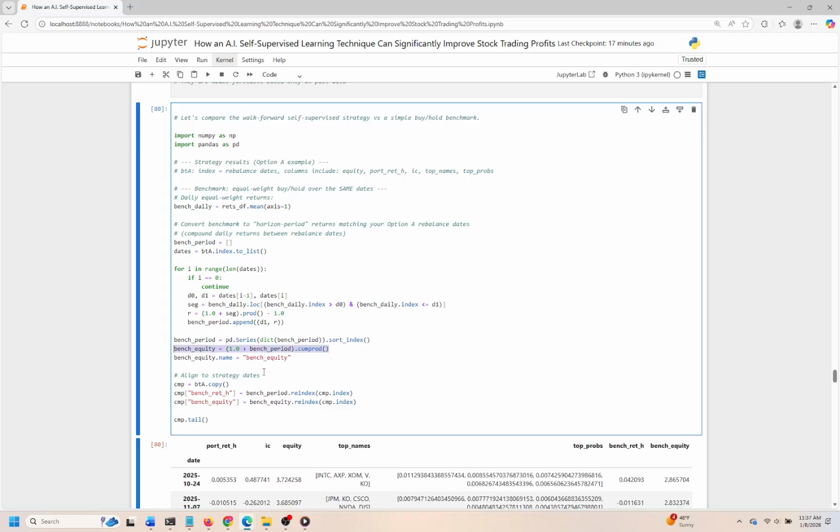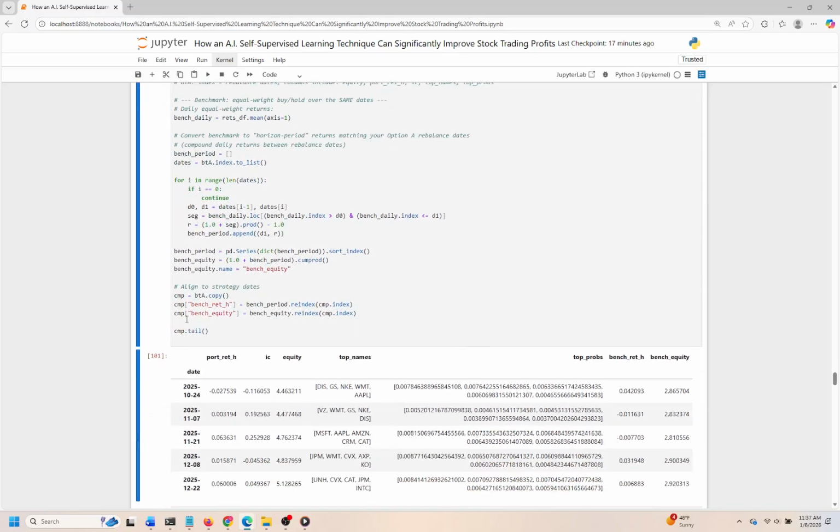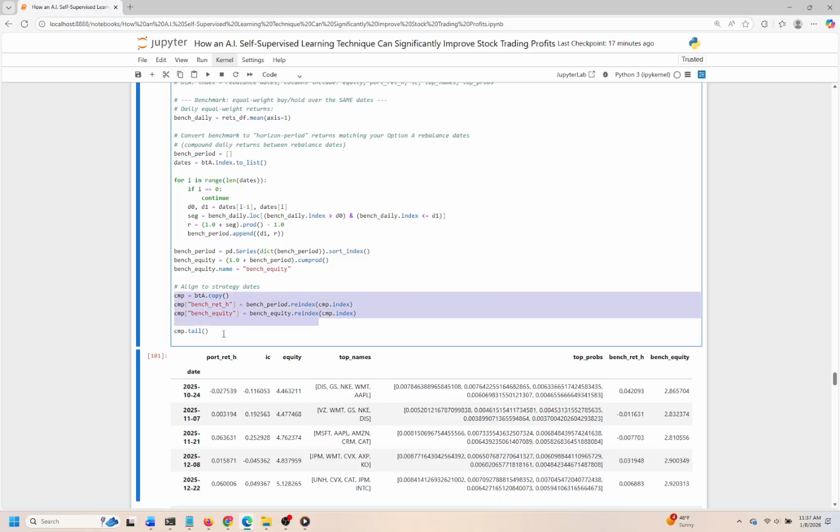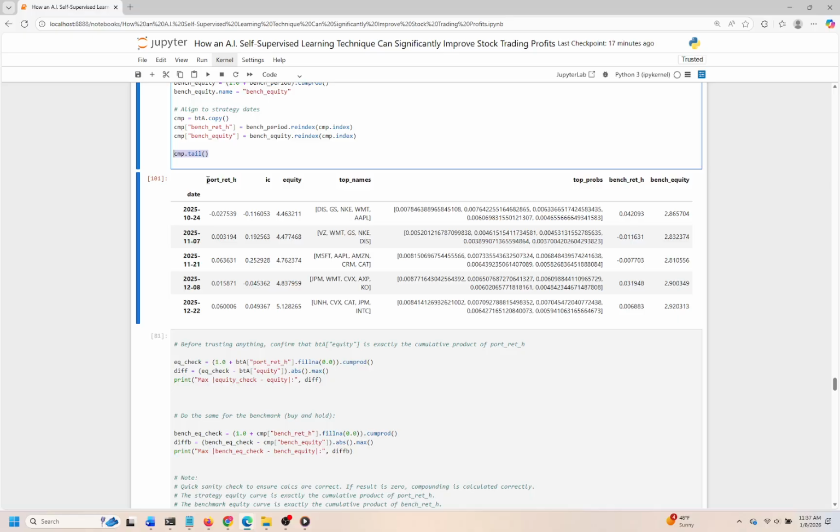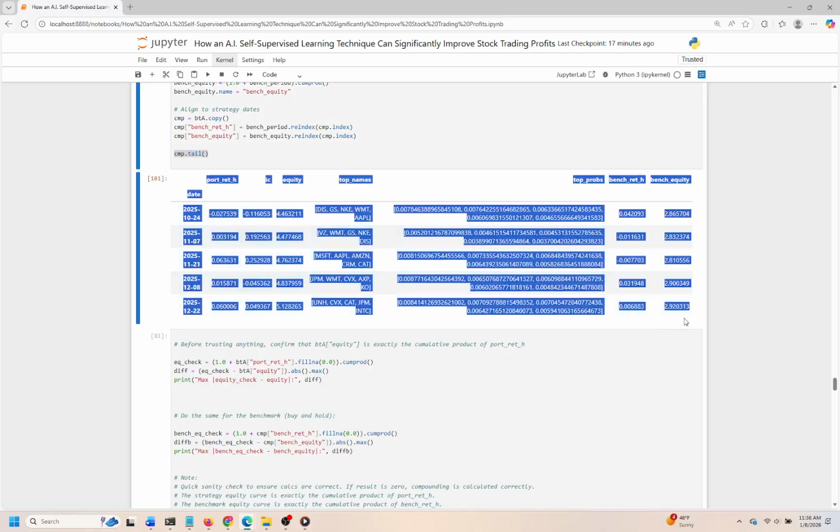By doing this, we create a clear visualization of how an equal weight buy and hold strategy would have fared during the same times our self-supervised strategy was active. Finally, we align this data with the indices of our strategy results. This way, we can conveniently compare the performance metrics side by side.